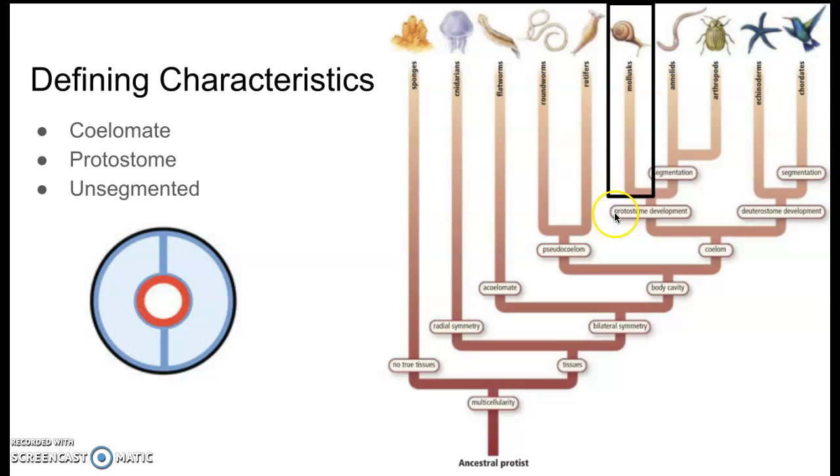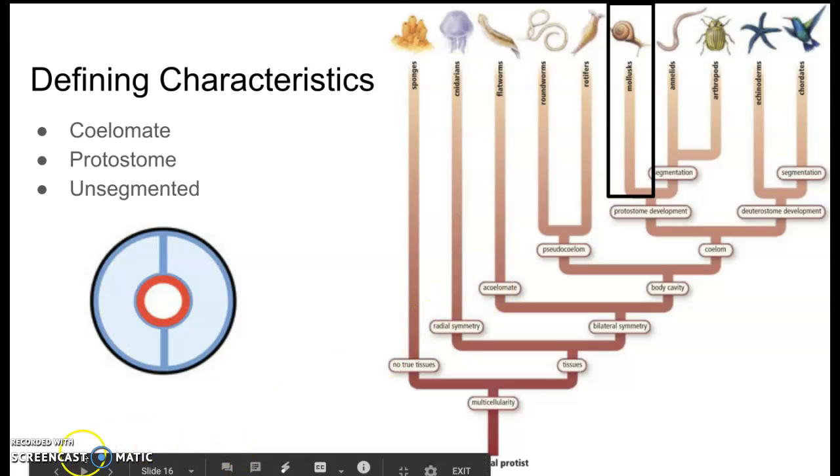Mollusks are also protostomes. Remember, protostome is the development of the anus and the mouth. So if you need to go back and review how that is made. And they are unsegmented. And remember that unsegmented means that all their body organs, all their parts are contained under one giant system rather than pieced in different areas. So the organism can be harmed.